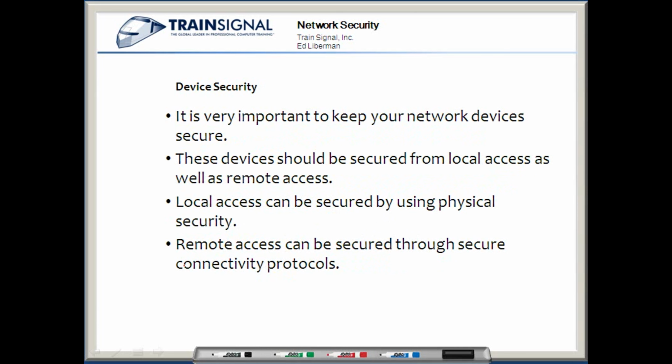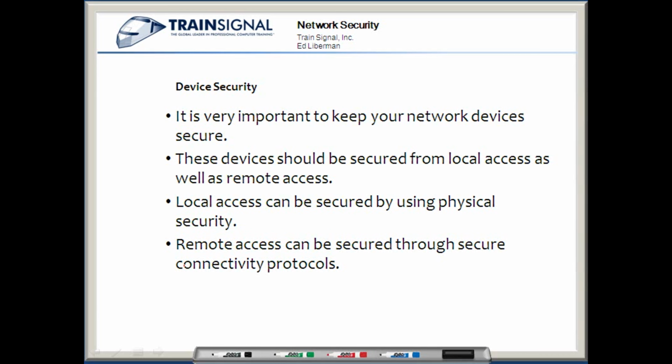All right, now moving along into device security. It's very important to keep your network devices secure. When we talk about network devices, we're talking about things like servers that provide networking services, routers, switches, hubs, wireless access points, etc. These devices should be secured from local access as well as remote access. So we need to keep these devices secure in two different fashions.